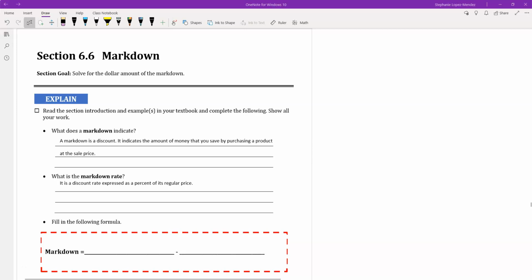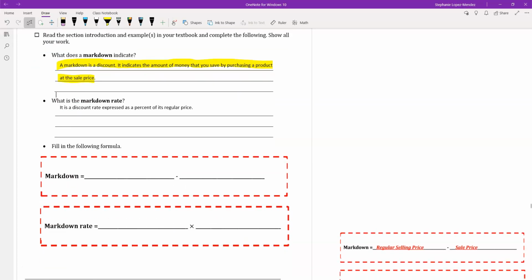This is section 6.6, Markdown. What does a markdown indicate? A markdown is a discount. So it indicates the amount of money that you are saving by purchasing a product at the sale price or at the discounted price.